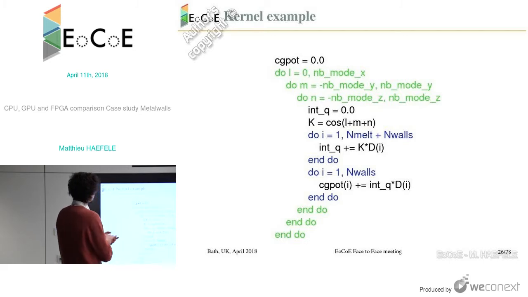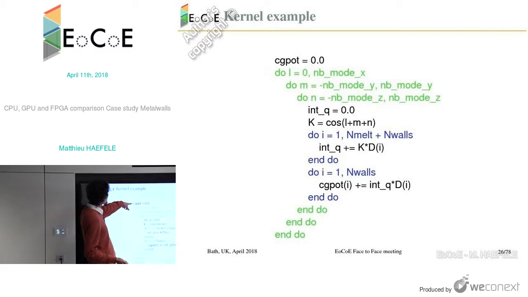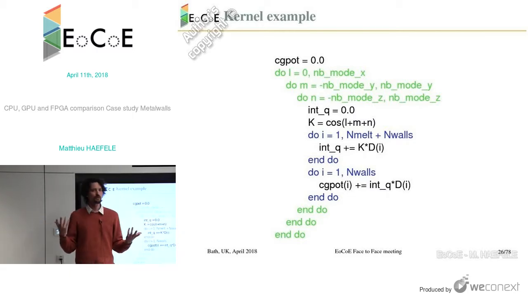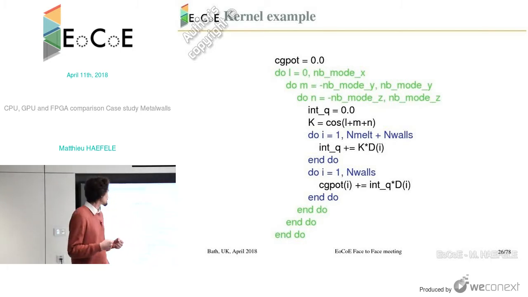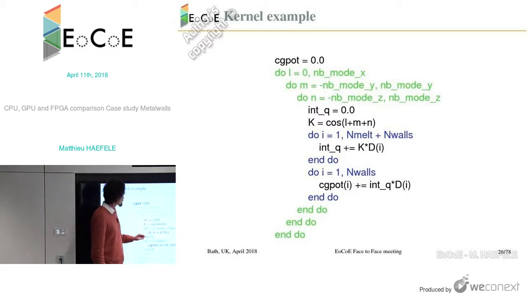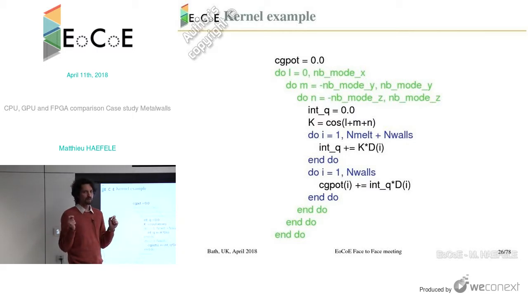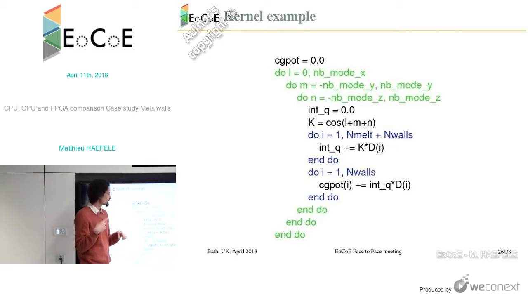Okay, let's have an example. CGPOT is the result that we want. That's an array, and we set it to 0. Then we go through our modes, the modes of our system. That's a 3D system, so we have three 3D modes. Then we have a quantity for which we do a reduction. That's pretty complex, not the hello world. But it's complex enough that you can see the problem with FPGA programming, because you have a reduction.